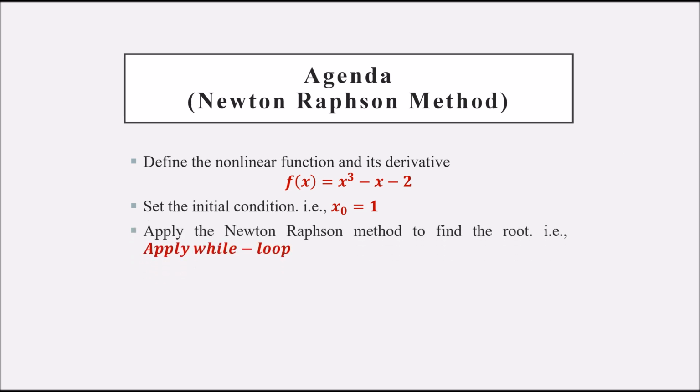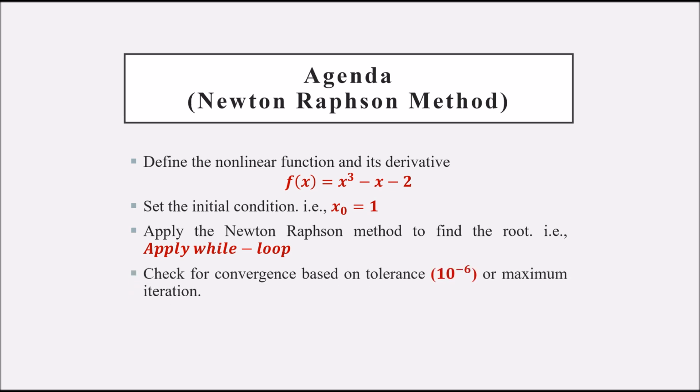After that we will apply the Newton-Raphson method to find the root, and for finding the root we need to apply the while loop in that code. After this we are going to check the convergence based on our tolerance, that is 10 raised to the power minus 6, or a maximum number of iterations. Then we will plot our function, and after plotting the function we will display the final root and result on that function. So let's proceed to MATLAB.